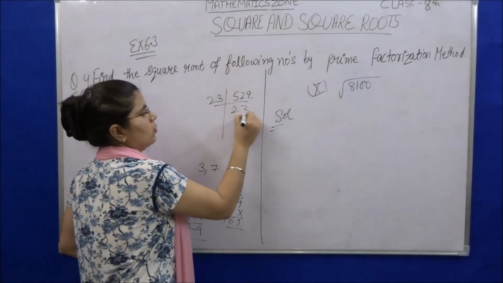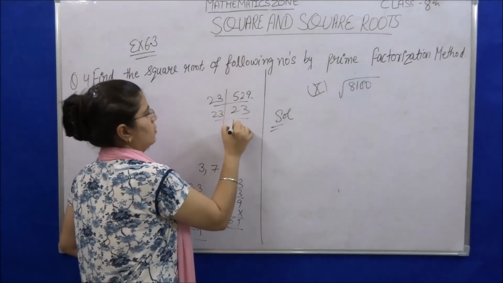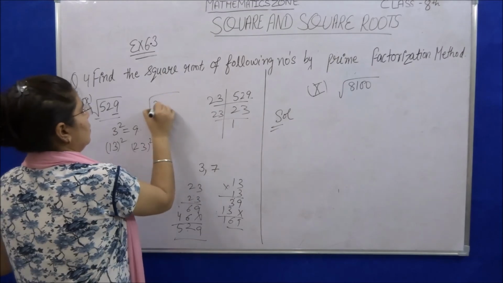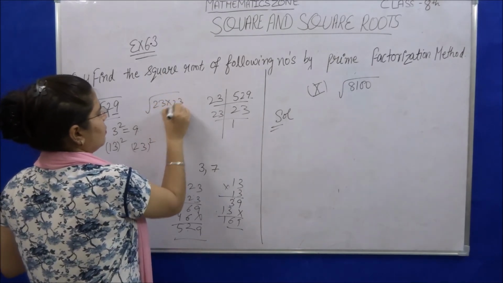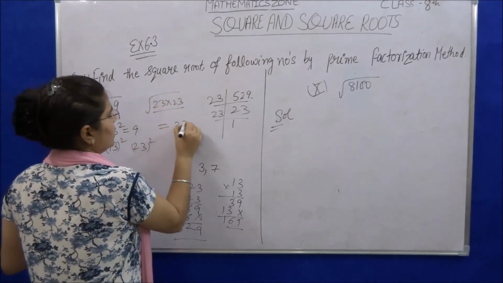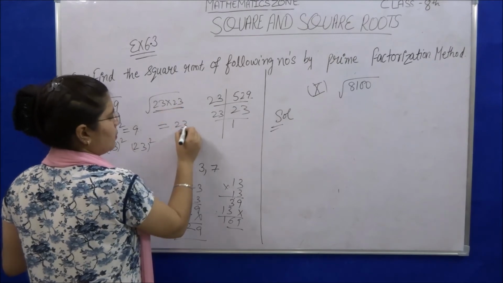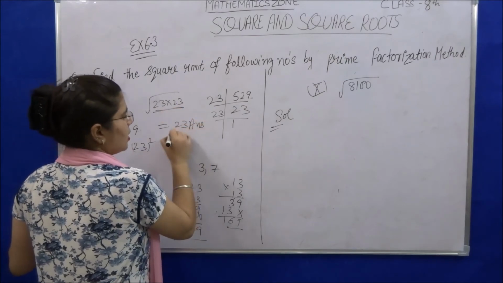So 23 multiplied by 23. So we will take out 23 from the square root, and this is our answer.